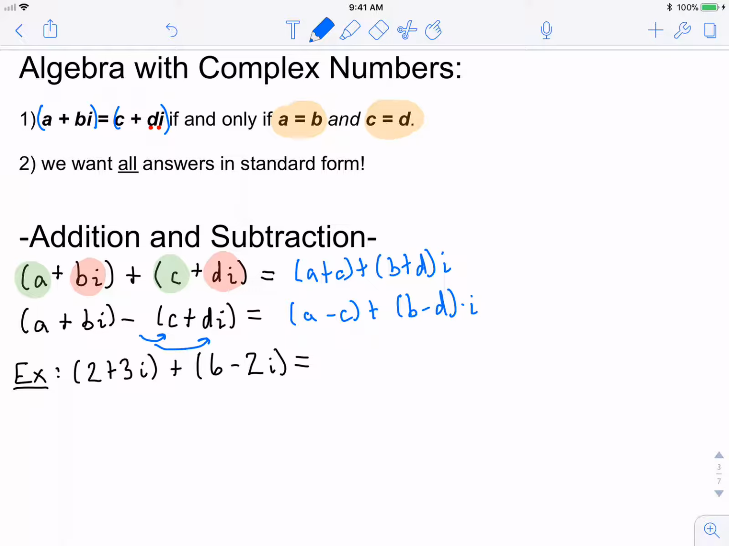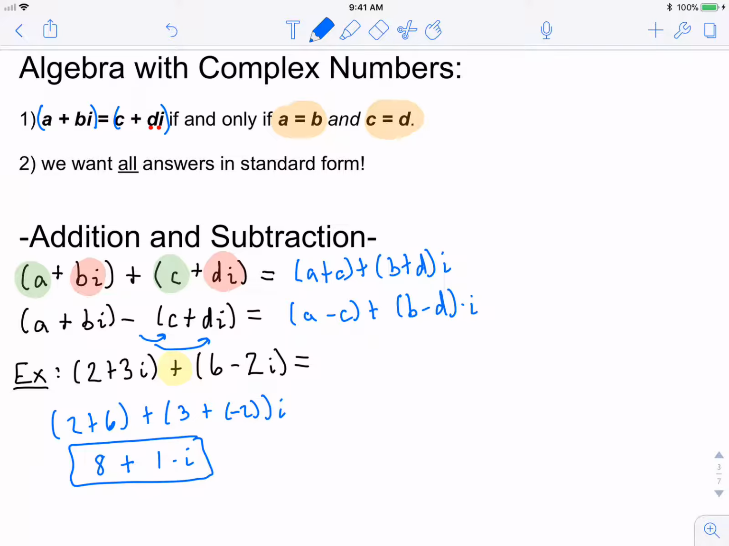Alright, so let's give it a shot here. Our example is 2 plus 3i plus 6 minus 2i. We have a plus sign in the middle here, so we need to use the top formula, and it says we add the real parts and we add the imaginary parts. So this is 3 plus negative 2 times i, and our final answer is 8 plus 1 times i.